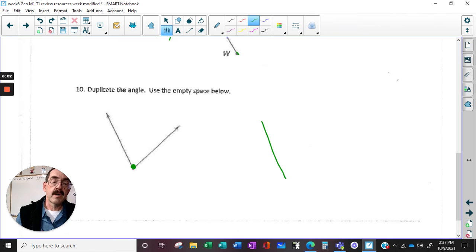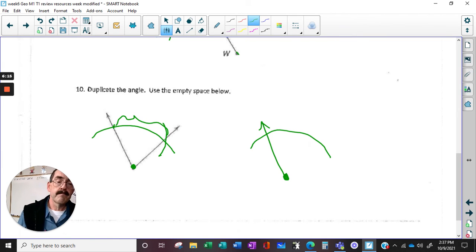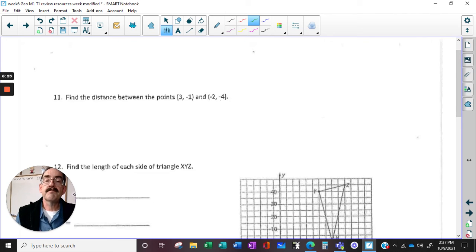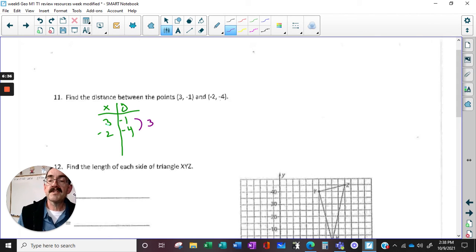So first we're going to draw a line, spin it, measure it, draw it, okay? Find the distance between 2 points, okay? So I always went like this, x, y, 3, -1, -2, -4, the gap. The distance is 3, the distance is 5.